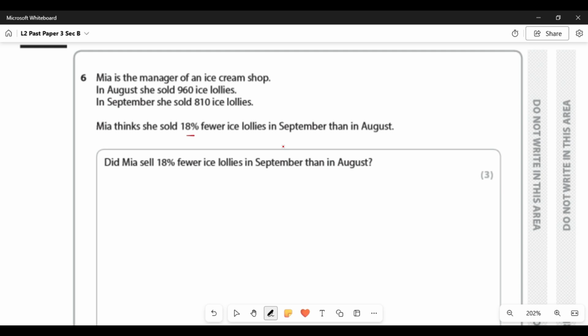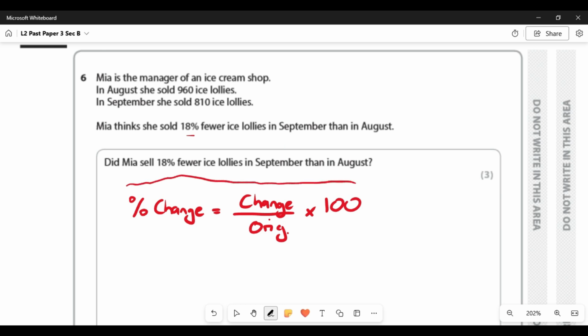Can you see it's gone from 960 sold to 810 sold? So what I would do, I would use the percentage change formula, which hopefully you know is change, or the difference, over the original, times by 100, so that you get your answer as a percentage. So you definitely need to know this formula.